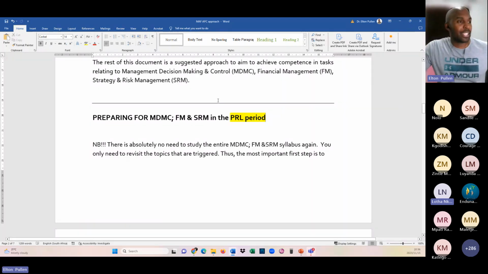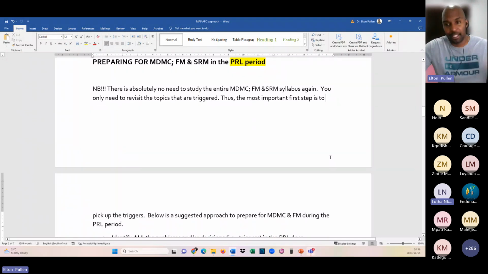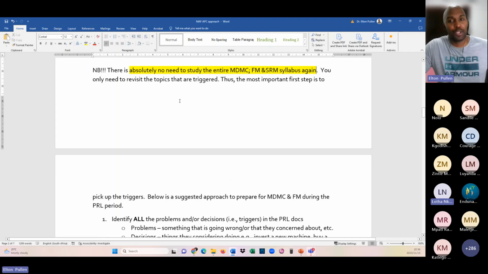Okay, first thing I want to say up front, because I've had a few consults, and I know some of you are stressing, rightfully. It's the biggest exam of your life coming up. But the first thing I want to say is there's absolutely no need to study the entire syllabus again. Firstly, you don't have the time to study the whole syllabus again, so there's no need, okay? But the important thing is you need to pick up the triggers. So you only study or revisit what is triggered. You're not going to study everything again for the sake of studying, okay? Unless you're bored, and even then I still wouldn't do it. Okay, so the important thing is to identify the triggers.